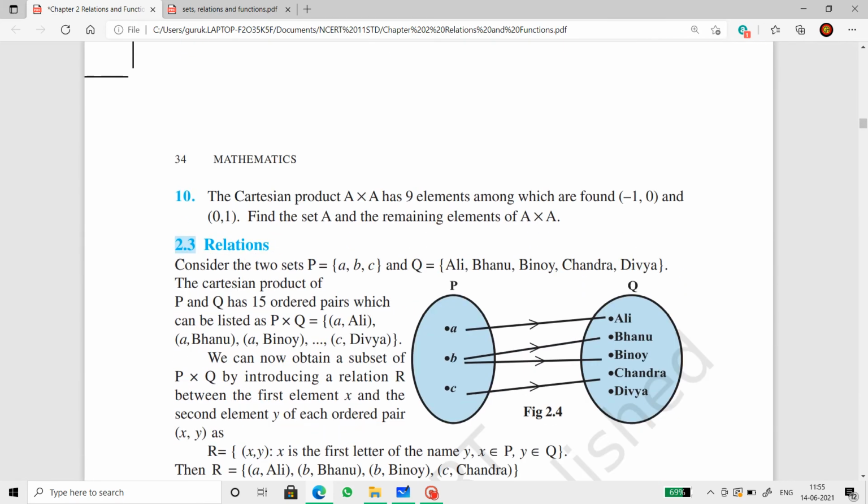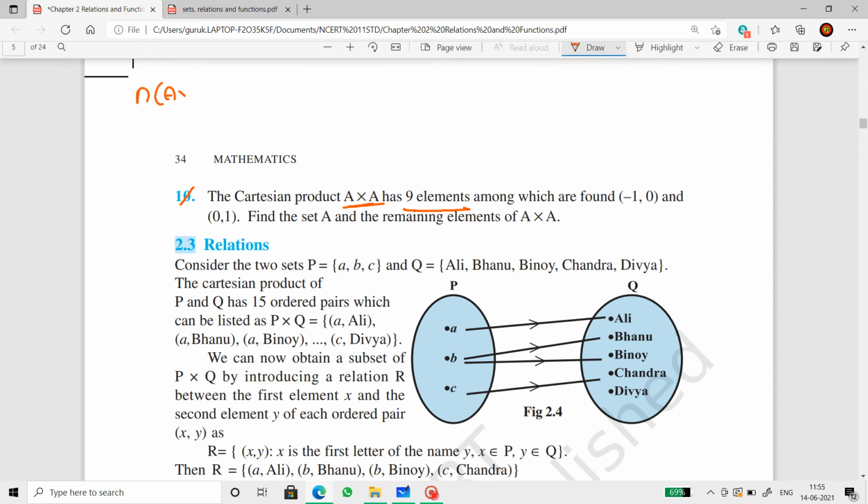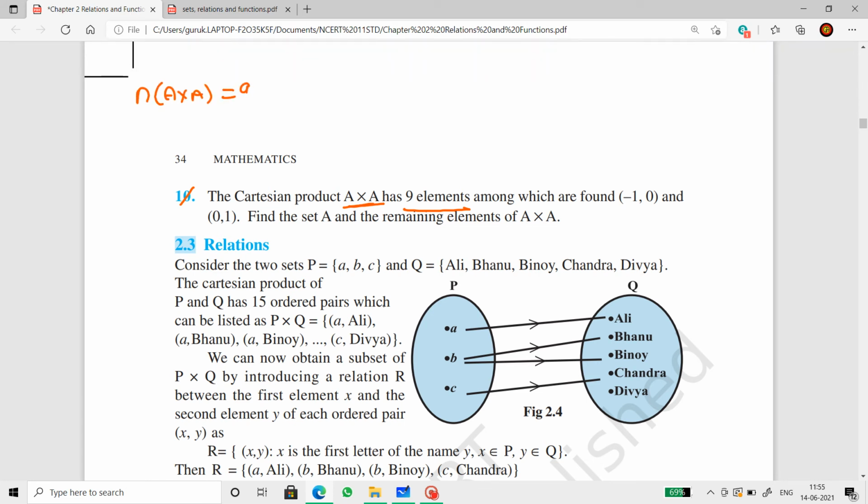Now, let's go to the next page. There is an interesting question here. The Cartesian product of A cross A, that means A crossed with A itself, has 9 elements. Okay, so that means n of A cross A equals 9. We know n of A cross A is equal to n of A times n of A. That's possible if each has only 3 elements, right? Each has 3 elements.